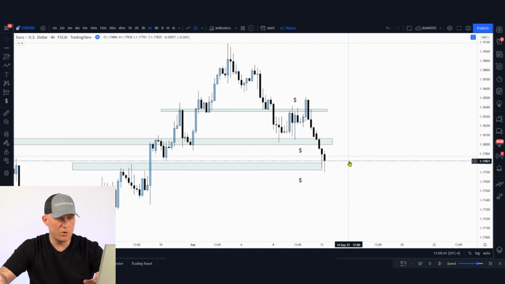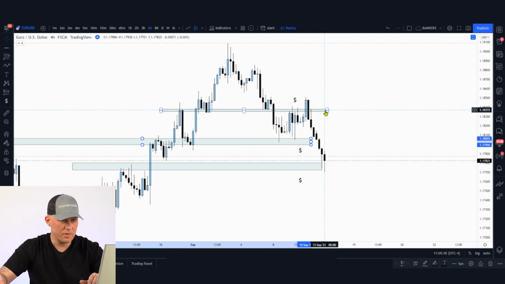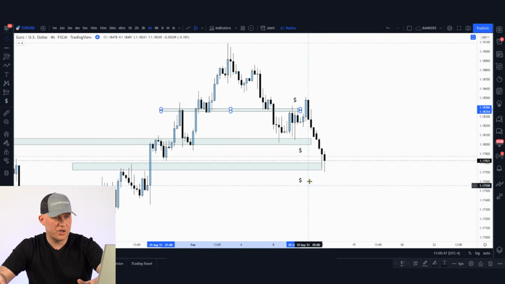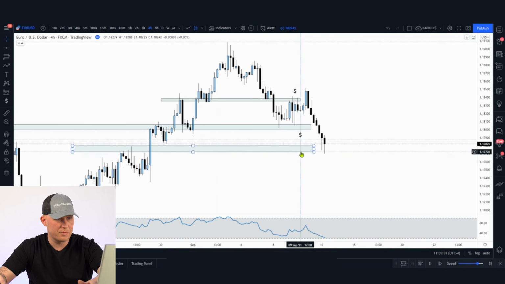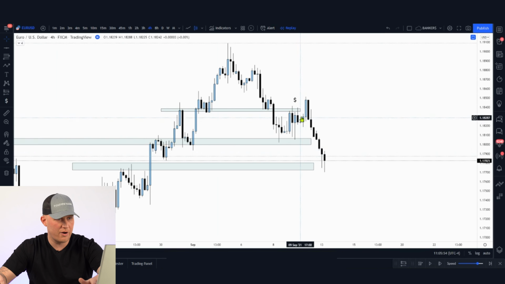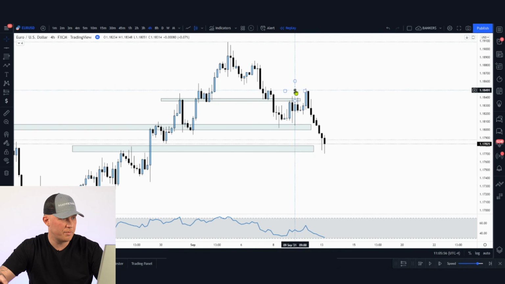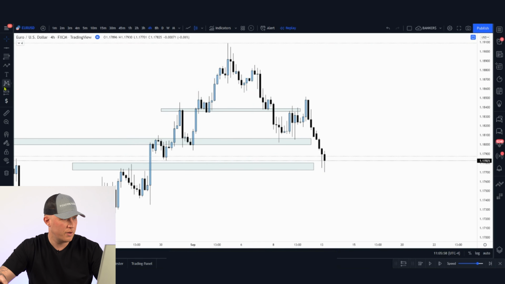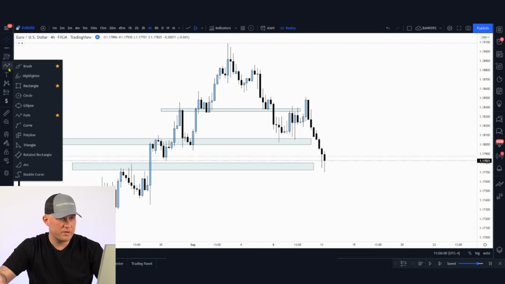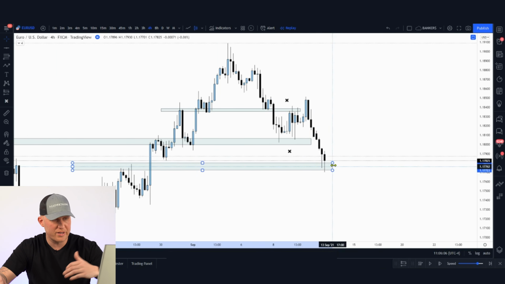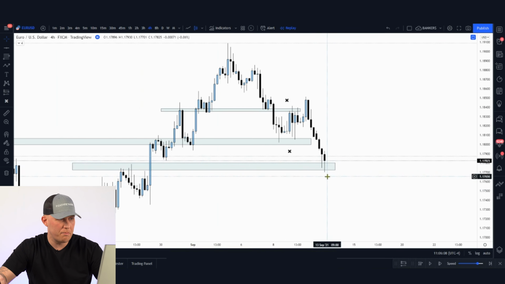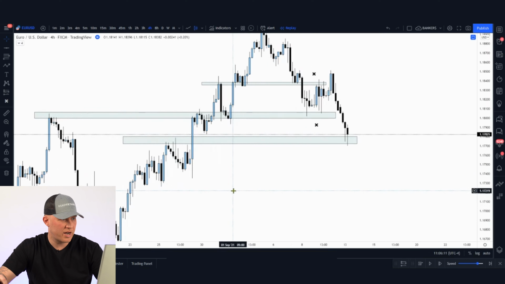So I'm going to move these levels out of here, just slightly out of the way, and I'm going to change these to X's. The reason I do that is it lets me know, okay, this area has been manipulated. So I'm going to put an X here and an X down here. We can see price is now on this support level. Whether that breaks or not, we still have other major areas that we would be targeting.